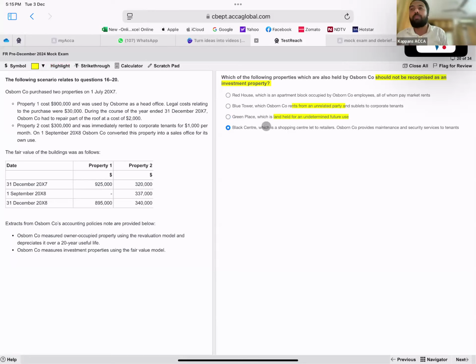Black Center is a shopping center let to retailers. Osborn provides maintenance and security service to tenants. They are letting this shopping center to retailers. So again, it's an investment property. So the option A, renting to own employees, we have learned as per IAS 40, it is outside the scope of investment property. It's property, plant and equipment. So option A is the answer. So I hope you have understood this question 16 to 20.